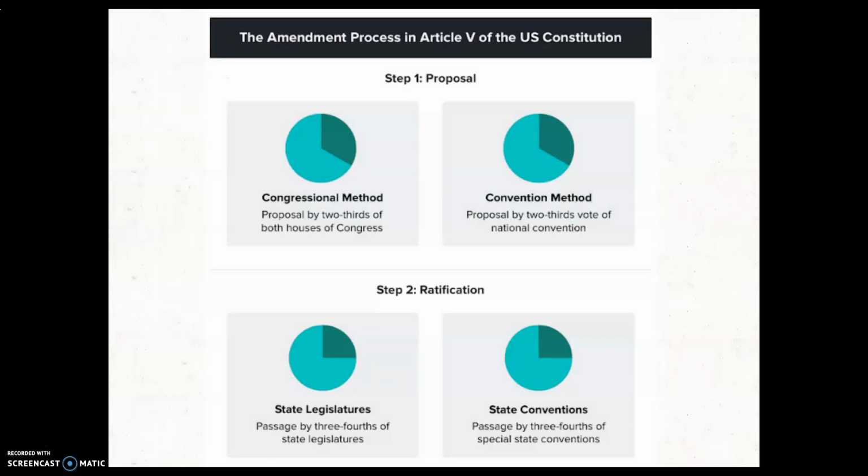And here again, step 1, proposal, step 2, ratification. 2/3 in the proposal process, already a high bar, made even higher in step 2 of ratification, in which 3/4 of state legislatures or state conventions would need to vote to ratify.